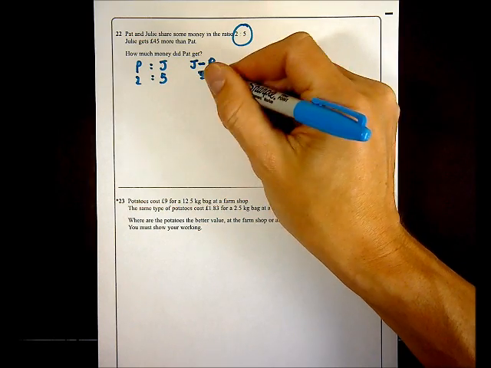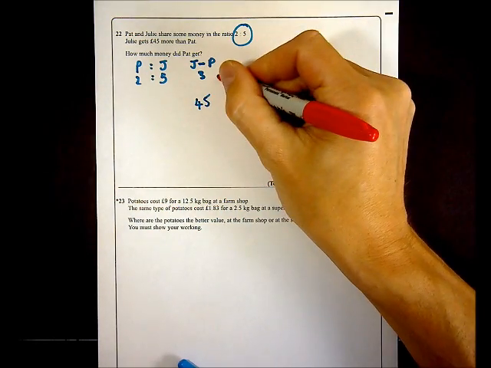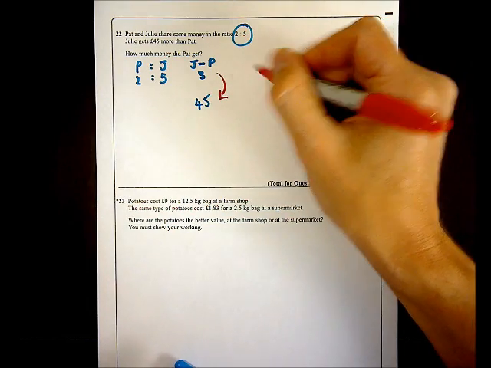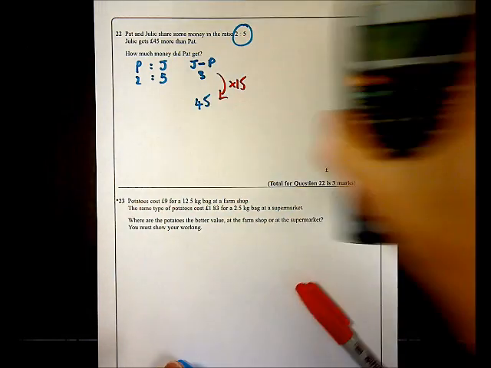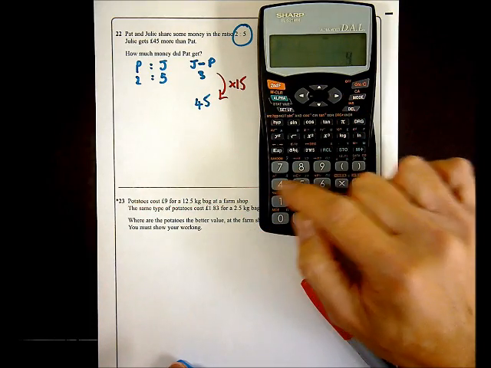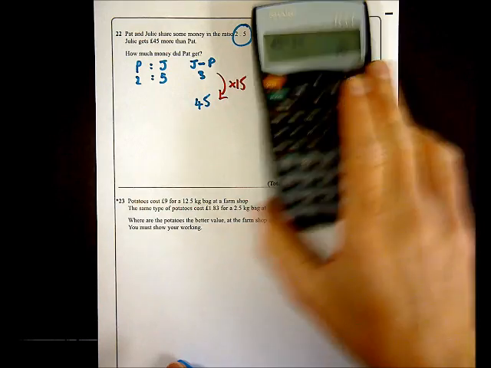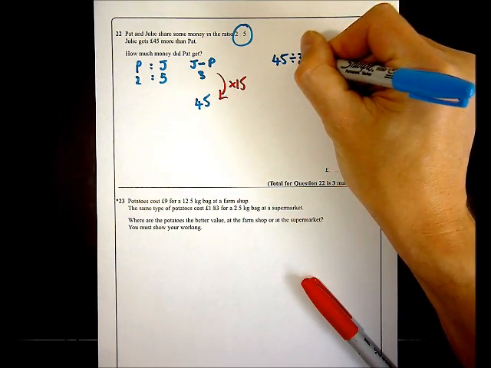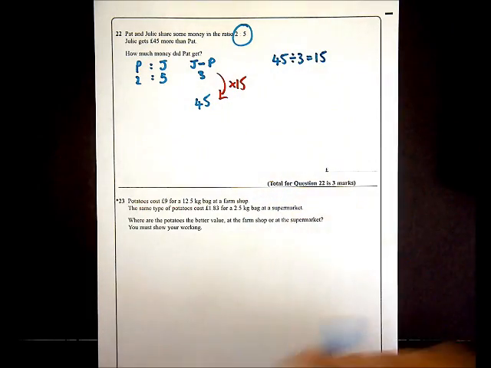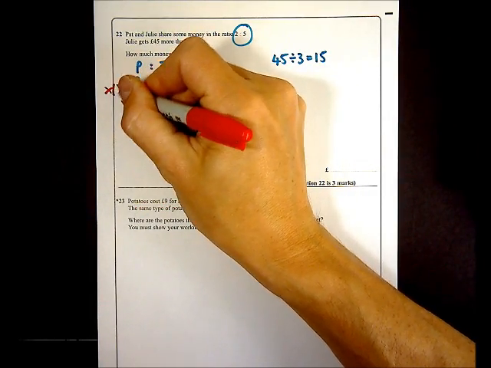So Julie more than Pat of 45, I need to figure out how I'm going to get from this value 3 to 45. Now, I know that that's times 15. However, on your calculator, we can do that as 45 divided by 3 equals 15. If you wanted to, you could write that down here. 45 divided by 3 equals 15. So I now know that I'm going to times my ratio by 15. So I'm going to times this side by 15.